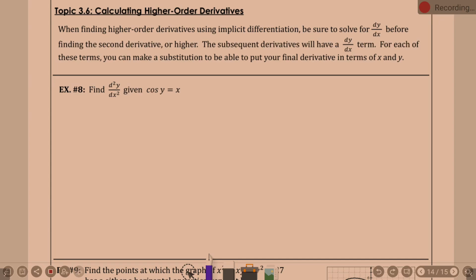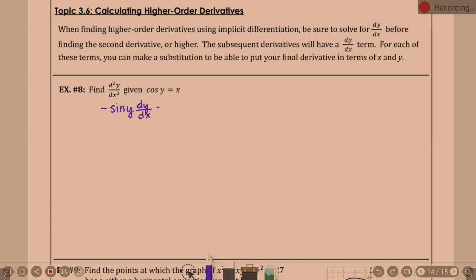Okay, so let's start by finding our first derivative. Sine y equals 1. Negative sine y. You're missing a detail: times dy/dx. Okay, negative sine y times dy/dx equals 1.